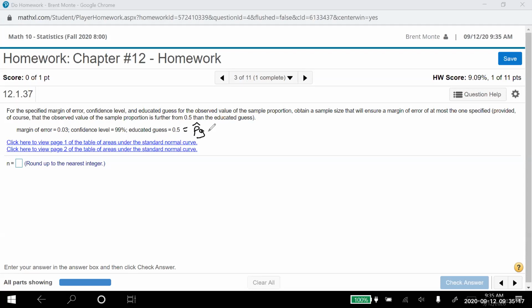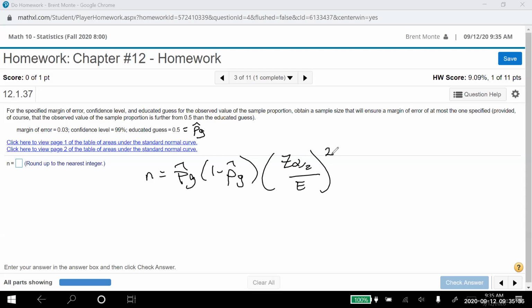Okay, so here's the formula. Let's write that down again and we'll go through it. So the sample size n equals p hat sub g times 1 minus p hat sub g, times z of alpha over 2 divided by E, that quantity squared, and then we're going to round up. Now that p hat sub g on the far left, remember, that's my educated guess. That's the proportion of the sample that I think will have the characteristic. The 1 minus p hat sub g is the proportion I think do not have the characteristic. That's just using the complement rule.